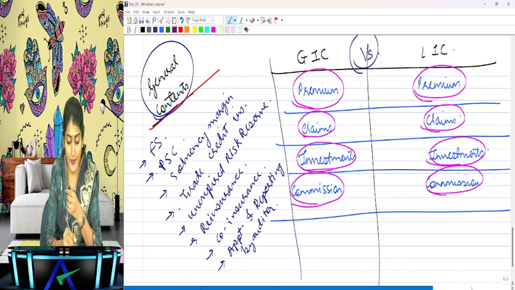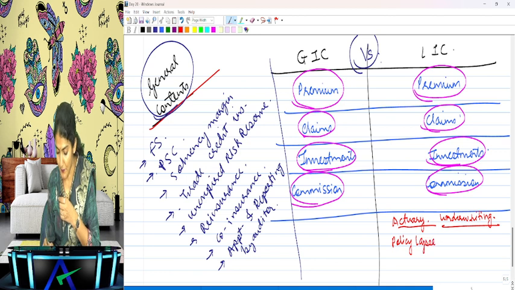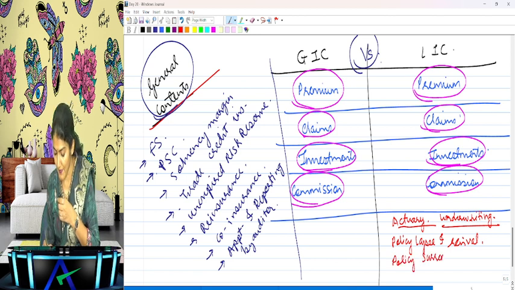Like in LIC, they've added the points regarding the role of actuary and the importance of the actuarial process. Then the underwriting process in case of the actual life insurance company. Then they are also talking about the policy lapse and revival in case of the life insurance company, and also the policy surrender.